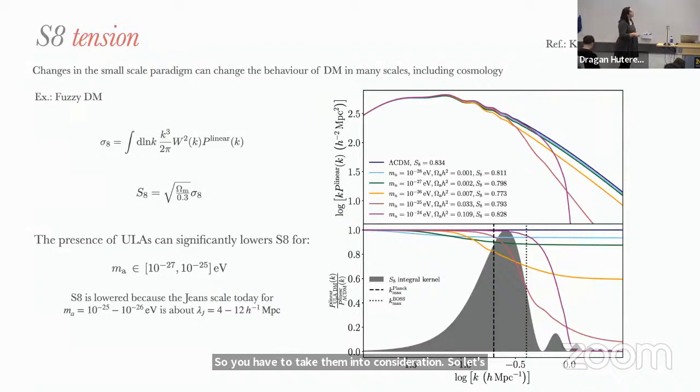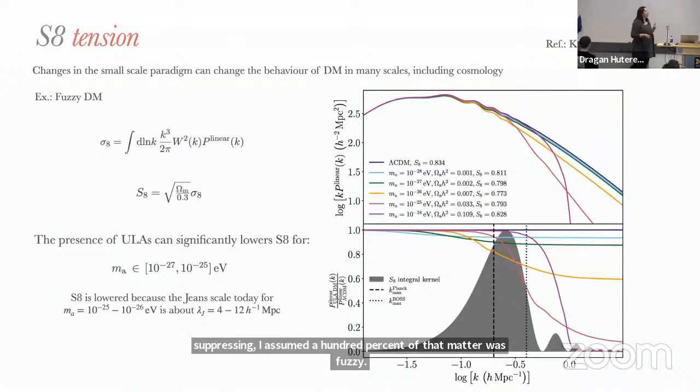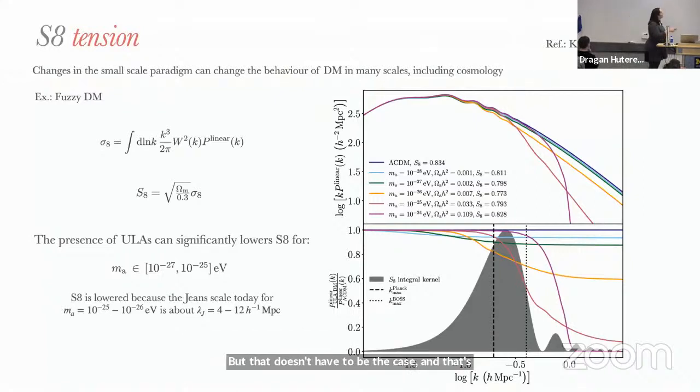So you have to take them into consideration. Let's say I have a particle that has a really light mass, and I want to take the power spectrum again, like we did. What is the power spectrum when I have an ultralight particle? We saw it has a suppression on small scales. But this also depends on the fraction. All the power spectra that I showed you until now assumed that dark matter was 100% made of that thing. When I showed the power spectrum of warm dark matter suppressing, I assumed that 100% of dark matter is warm. When I showed fuzzy dark matter suppressing, I assumed that 100% of dark matter was fuzzy. But that doesn't have to be the case, and that's actually not the case for really light dark matter. So how much you suppress is also going to depend on the fraction, as we can see here.